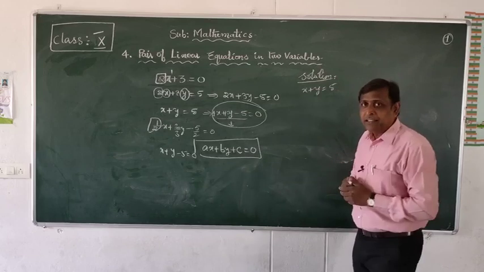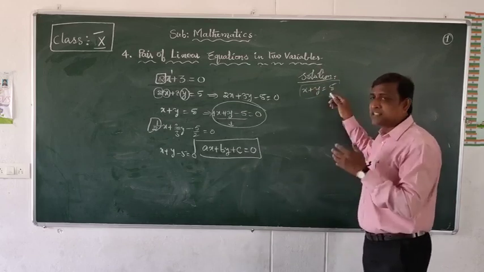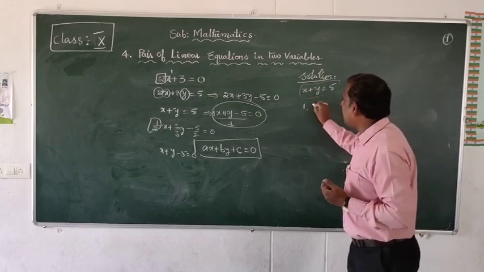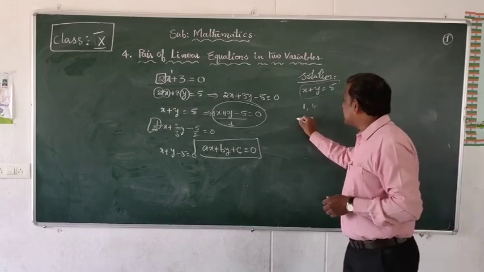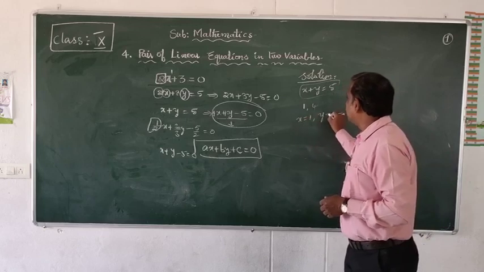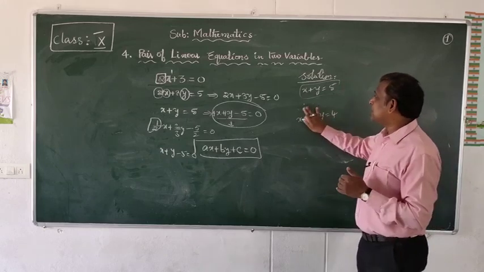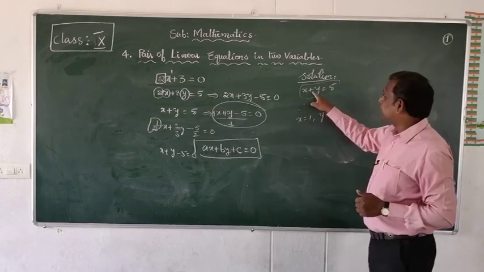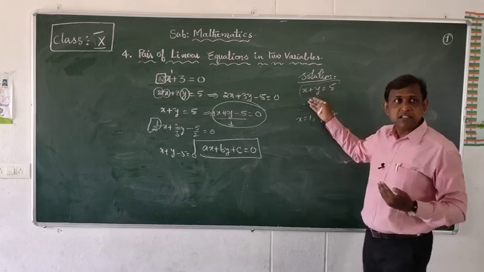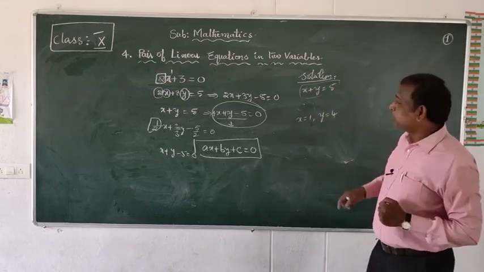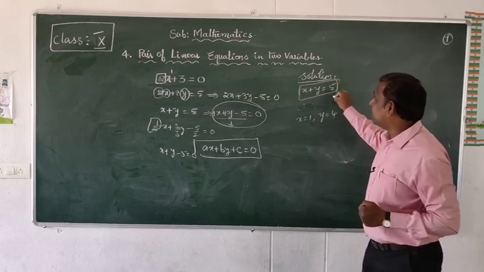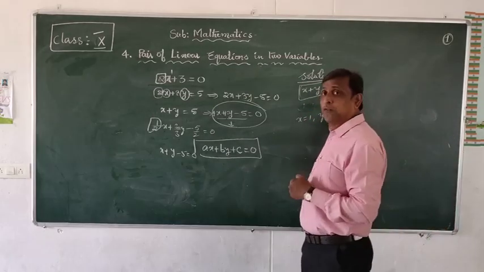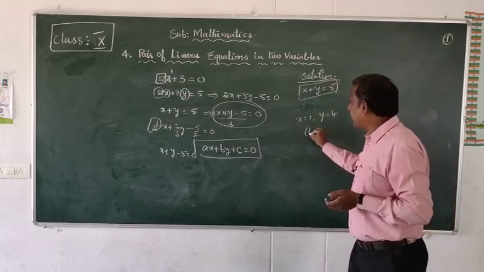So directly I can say this answer, because it is a very simple equation. I can say 1 comma 4. That means x is equal to 1, y is equal to 4. Once you substitute these two values in the given equation, what will you get? 1 plus 4 is equal to 5. LHS is 5, RHS is also 5. Then the given equation is satisfied by the values 1 comma 4. So this is an ordered pair.